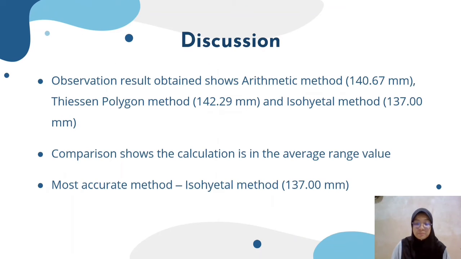For the discussion part, we can say that these results are in a similar range of values, so a comparison is needed to identify which is the most accurate and precise. Thus, the isohyetal method appears to be the most error-free method as it considers the rainfall station location with orographic effect.